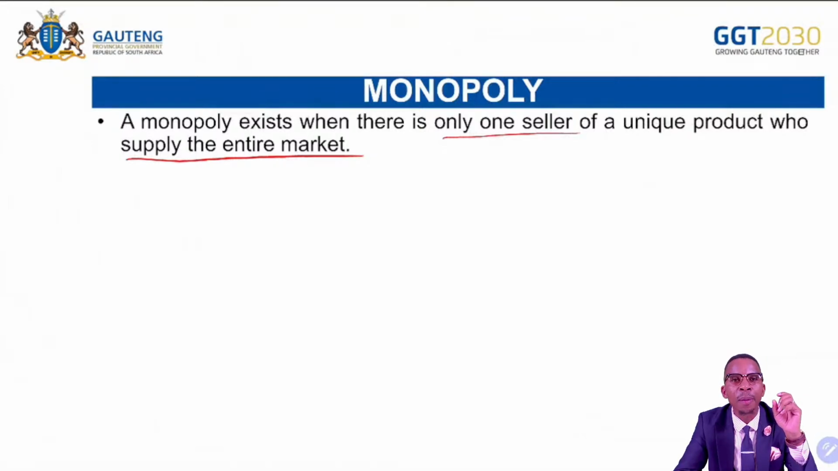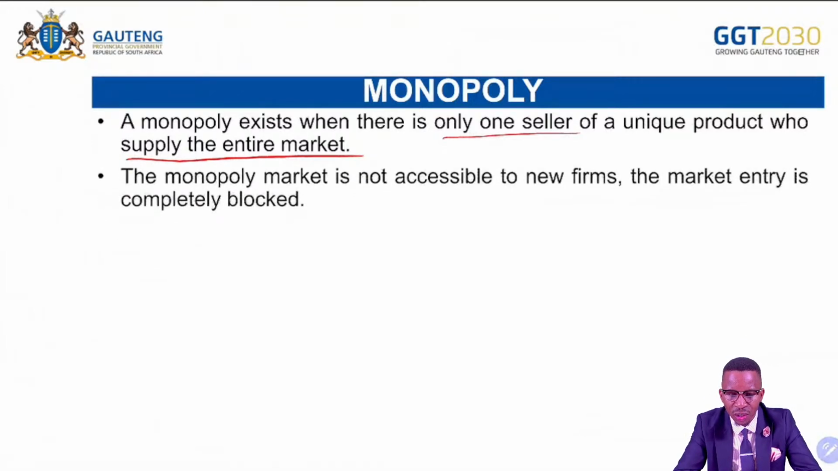Also, the monopoly business supplies the entire market. It has the responsibility to supply the entire market. If ever we talk about the electricity industry, Eskom is responsible to supply electricity to all South Africans within the country. That alone is an issue. What if it becomes inefficient? Some of the consumers will go without the product.